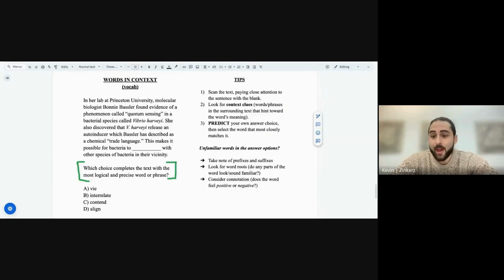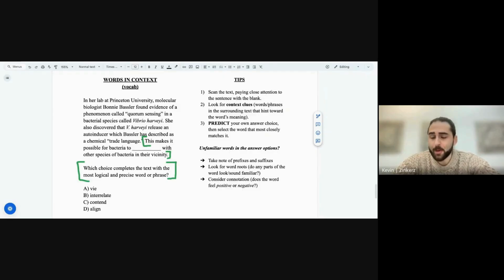The first thing that is really helpful to do is to just sort of scan the text and pay the closest attention to the sentence with the blank. In this case, that's our final sentence. Typically, you don't necessarily need to understand all of the content or ideas in these passages. It's more so about looking for the general structure and clues around the blank to kind of give you an impression of what kind of word you're looking for.